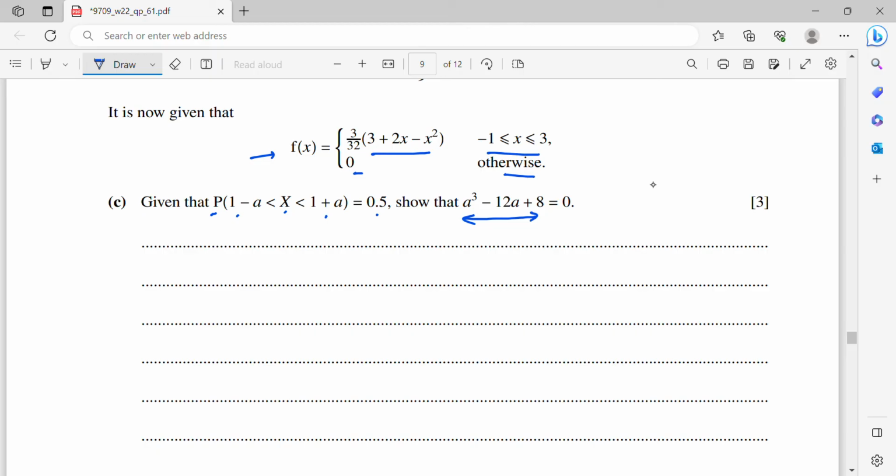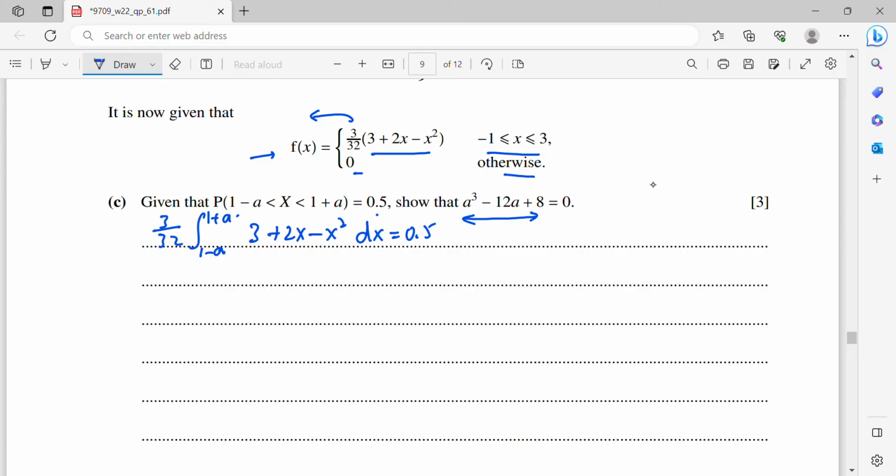So now, to get the probability, we need to do integration. So I will integrate 3 over 32. Since 3 over 32 is a constant, I will just take it out. Then, since we are solving for the probability, your limits should be from 1 minus a to 1 plus a. Then the function: 3 plus 2x minus x squared dx equals 0.5. So this is the calculation. The left hand side is the calculation for the probability.